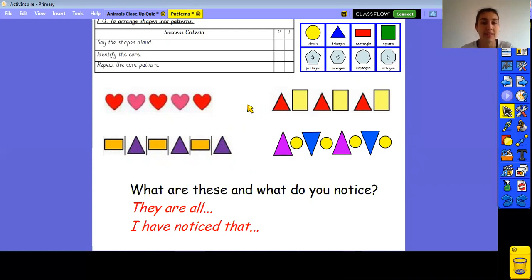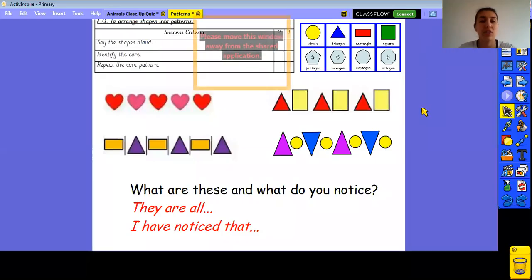So they are shapes that are sequenced in a repetitive order. So that means that they come in an order, one after another, and that same group of shapes is repeated again and again and again. So what we're going to do today is we're going to work out either the ends of patterns, missing shapes from patterns, wrong shapes within patterns. And we're going to do that by, first of all, saying the shapes aloud. So we're going to say the shapes that we can see out loud.